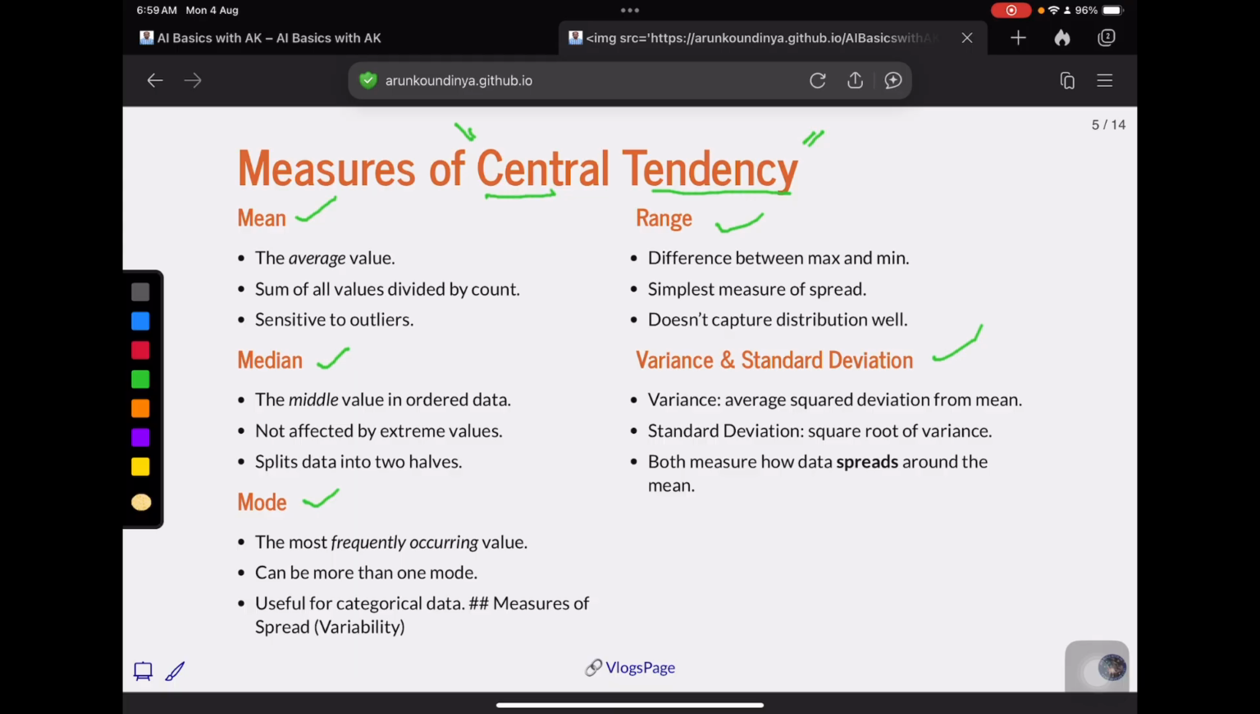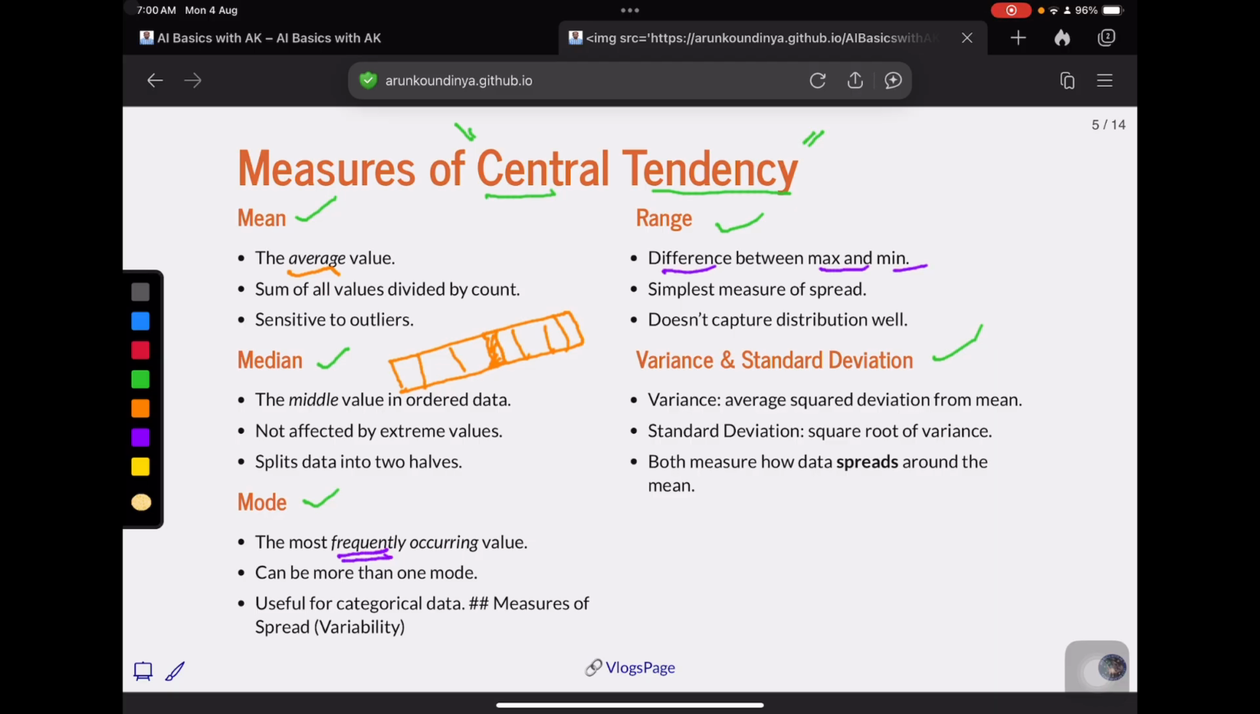What is mean? Mean is nothing but an average, which we have described in the previous slide. What is median? Median, in layman language, is also like a mean, but when you have a data set, mean is like averaging all these numbers, but median is the middlemost value. Mode, as mentioned here, is the most frequently occurring value. Range is nothing but the difference between max and minimum.